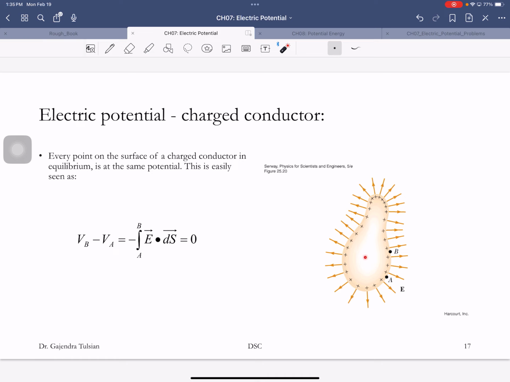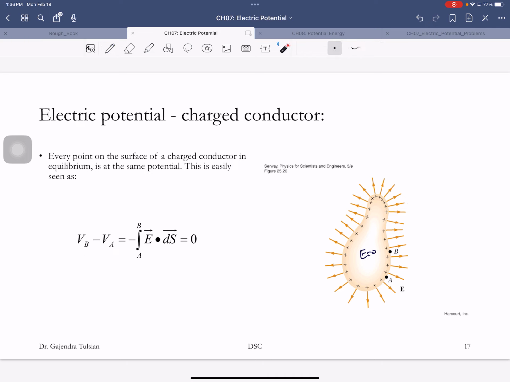Anybody remember what is the electric field inside a conductor? Go ahead, you had it. You were correct. It's 0. Electric field inside a conductor is 0. And on the surface of a conductor, it's perpendicular to the surface.